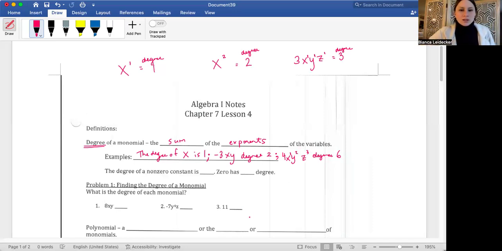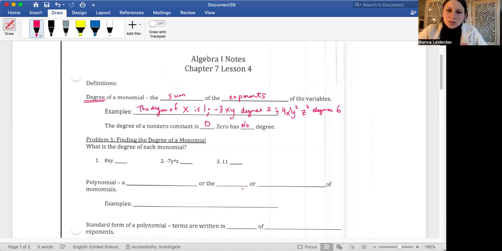The degree of a non-zero constant is 0. 0 has no degree. So like a whole number by itself is just to the 0 degree. So let's count the degrees of these monomials. 8xy, there's 1 here, the degree is 2. Here, y to the fourth power, z to the first power, the degree is 5. This is a constant, so it's to 0 degrees. There's no degrees.